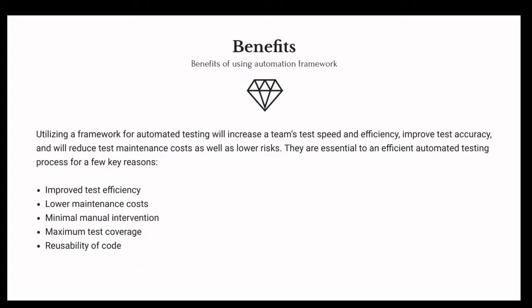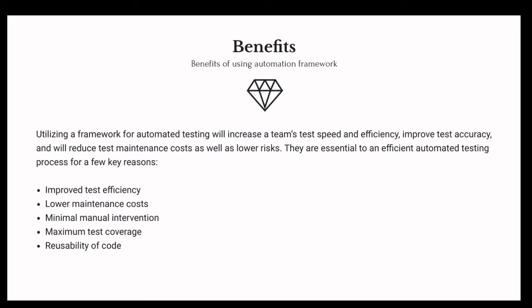So now let's talk about the benefits of an automation framework. Utilizing a framework for automated testing will increase a team's test speed and efficiency, and improve test accuracy. It will reduce time and maintenance cost, as well as lower the risk. As we talked about, we are using certain guidelines. We are trying to create a certain set of methods which can be reused in different classes, and we can create a scenario file which can be used in different methods, different classes.